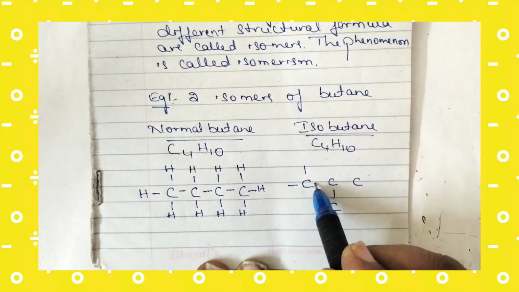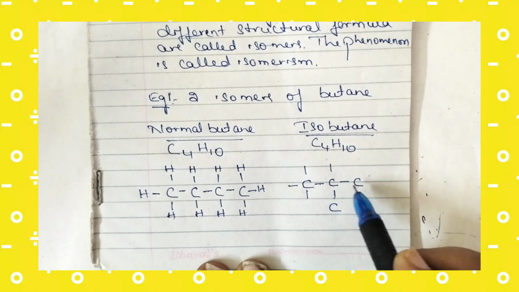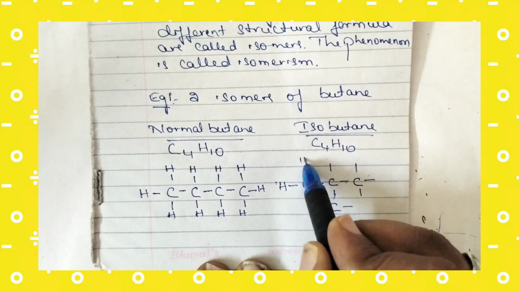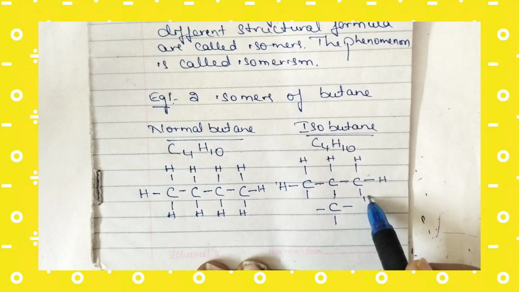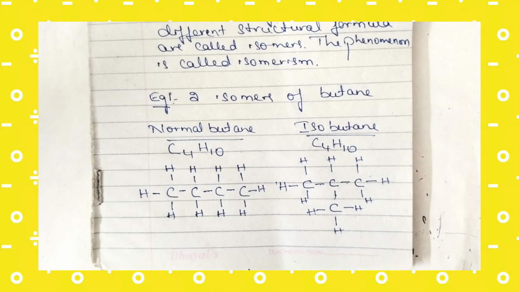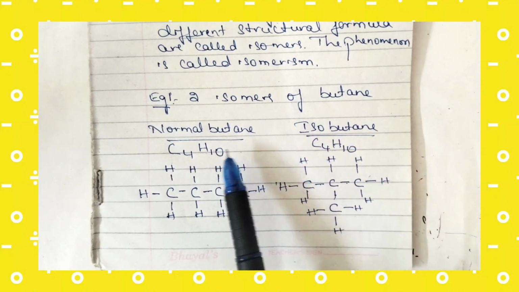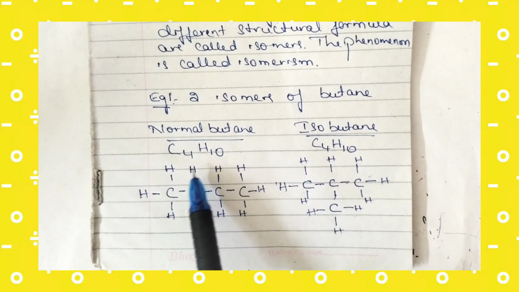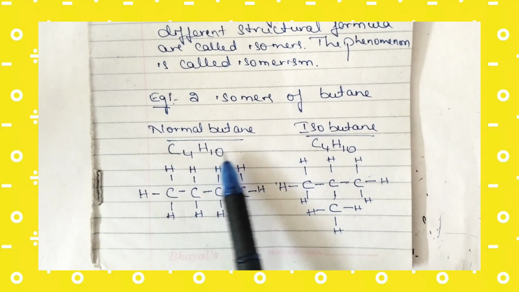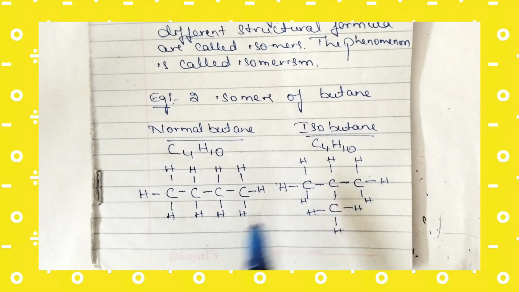So everywhere let us link hydrogen. So everywhere we have linked hydrogen. So this is the structural formula for isobutane. When we observe this, both normal butane and isobutane have the same molecular formula, but their structural formula is different. This structure is different from this structure. That means both normal butane and isobutane have the same molecular formula but different structural formula, and this is called isomers. And the phenomenon is called isomerism.